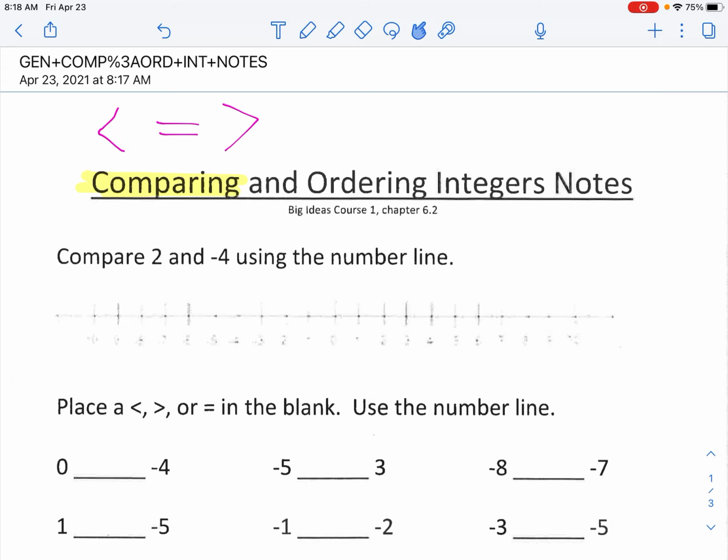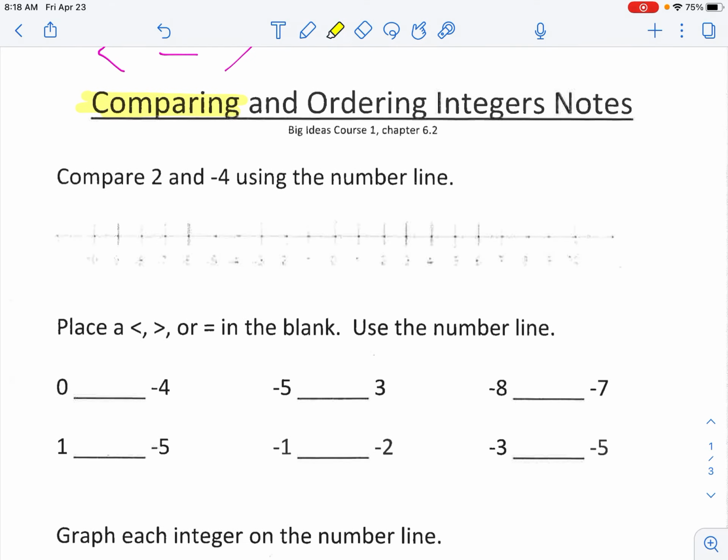The first thing it says is compare 2 and -4 on the number line. So the first thing we're going to do, this is 0. So 2 is here, -4 is here. First we're going to identify those two numbers on the number line.